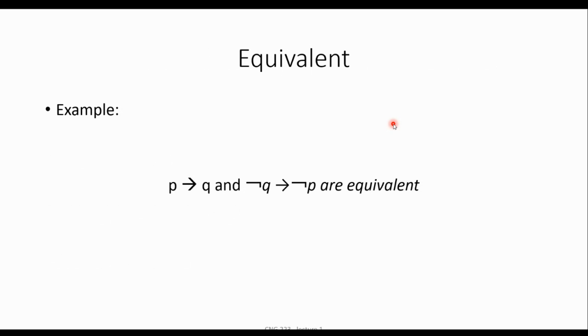As an example, when we talk about equivalence, it means that two propositions give us exactly the same true and false values in the truth table. If this is the case, we call them equivalent. And we can prove that these two are exactly equivalent using the truth table. You can practice it by showing that this is the case.